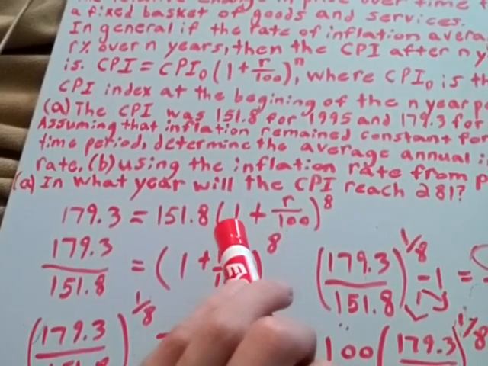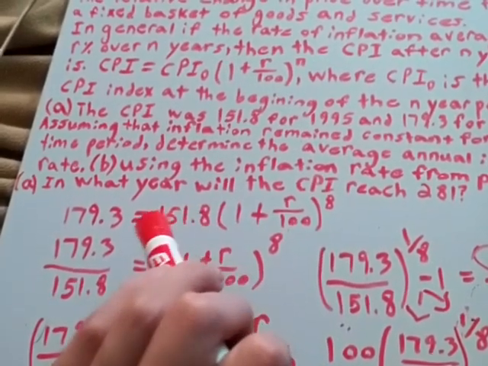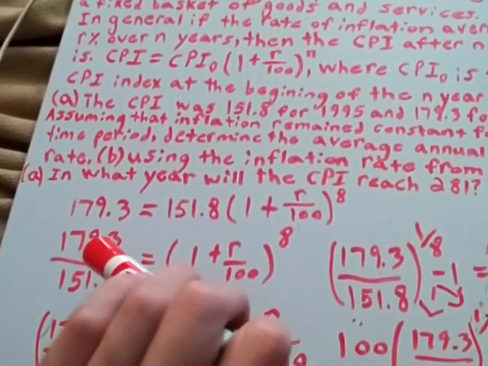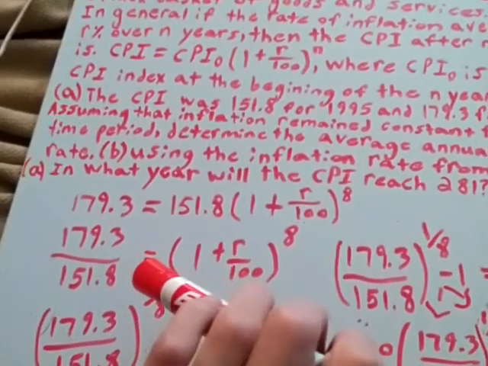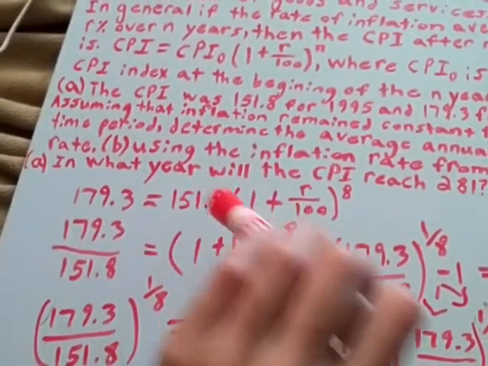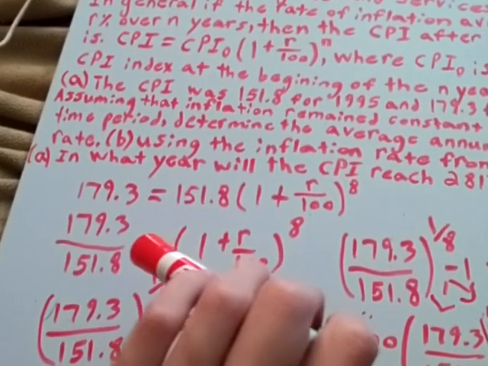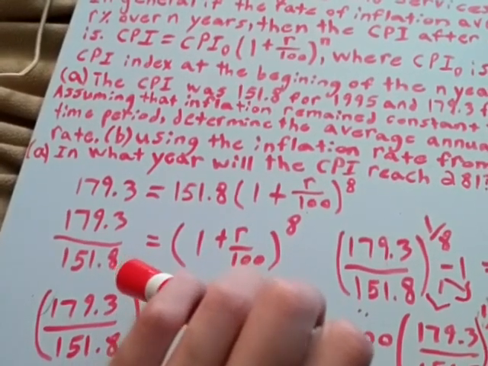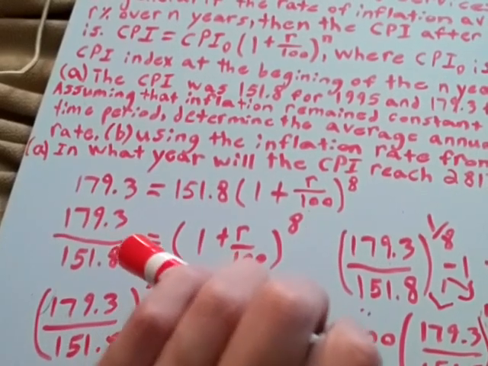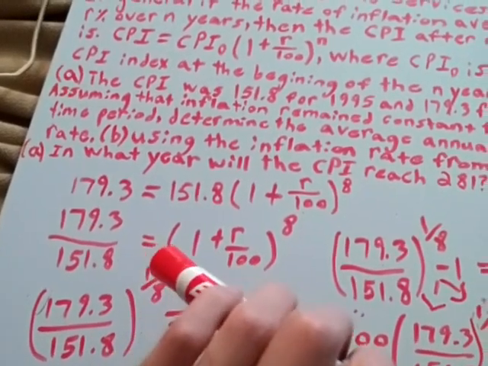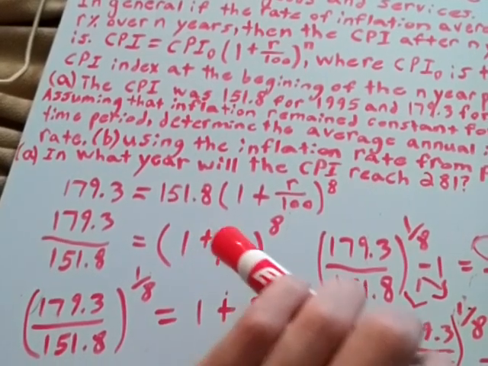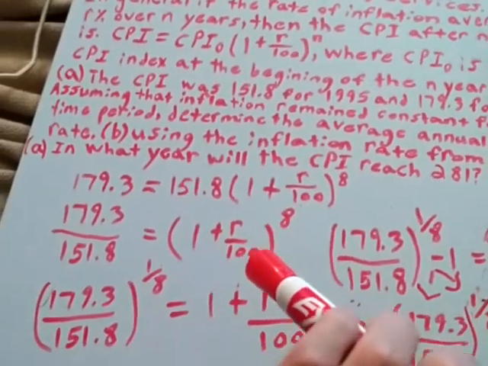151.8 on the side. And I'm going to do that by dividing both sides by 151.8. So I divided both sides here by 151.8, and on this side it just cancels out. And on this side it became 179.3 over 151.8. So I ended up with 179.3 over 151.8 equals (1 plus R over 100) to the 8th power.